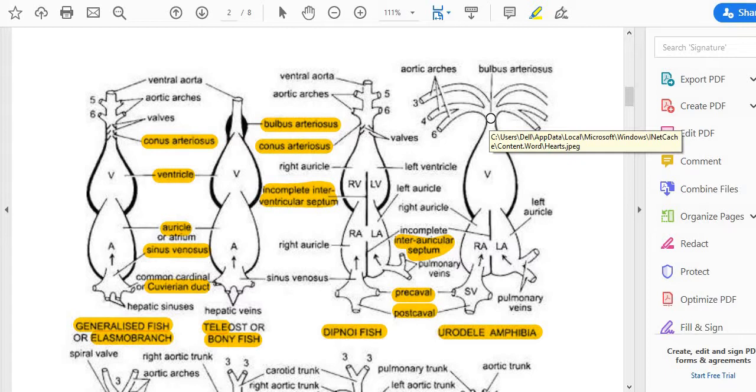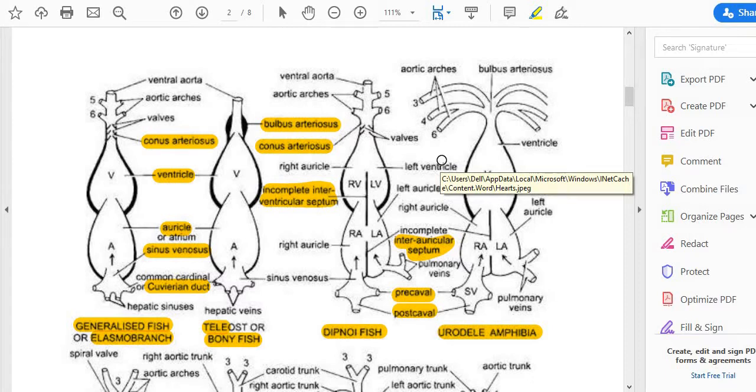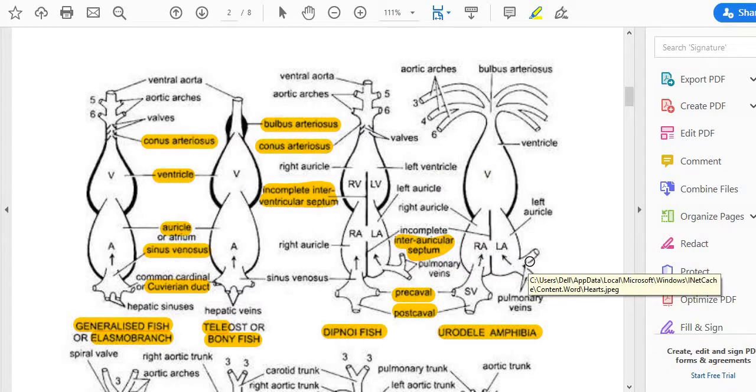So in case of urodele amphibians, we find 4 pairs of aortic arches. And also in case of dipnoid fish, we see four pairs of aortic arches. So here let us know how the circulation takes place in case of urodele amphibians.